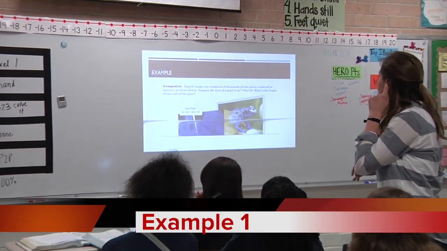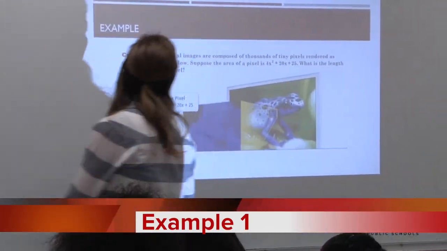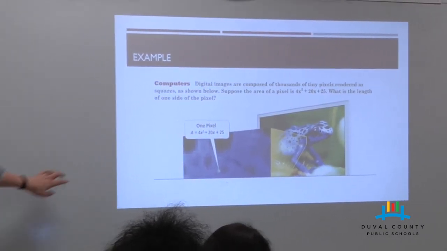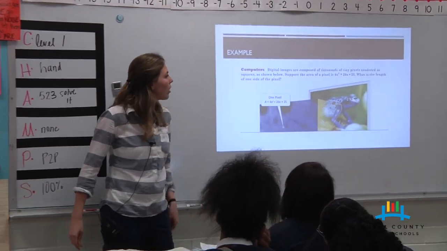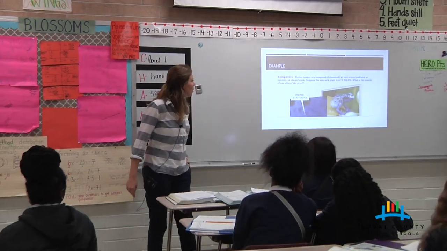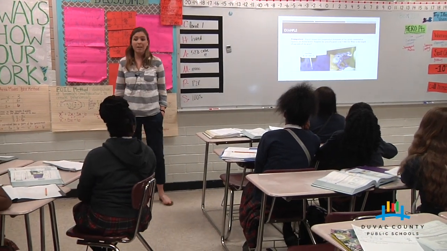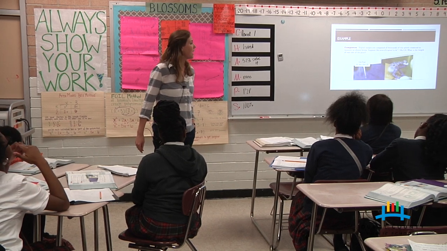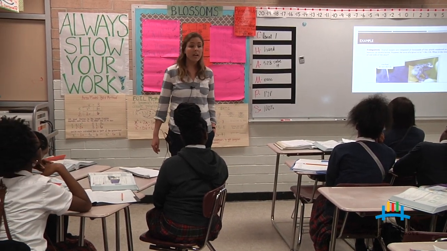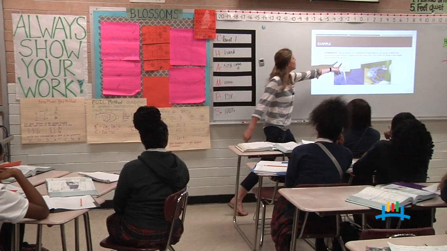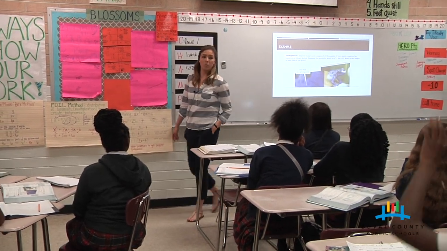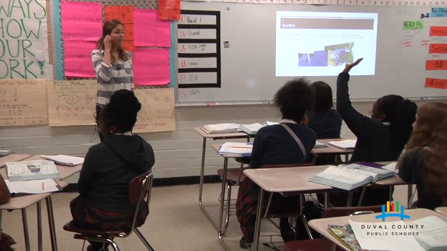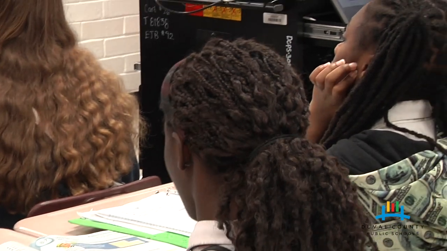Tracking the board, this problem says digital images are composed of thousands of tiny pixels rendered as squares shown below. Suppose the area of a pixel is 4x squared plus 20x plus 25. What is the length of one side of the pixel? In what form are they giving us the area in? In a trinomial. Excellent. So the area they gave to us is a trinomial. What do we notice about this trinomial? All right, Taylor, what do you notice about the trinomial?